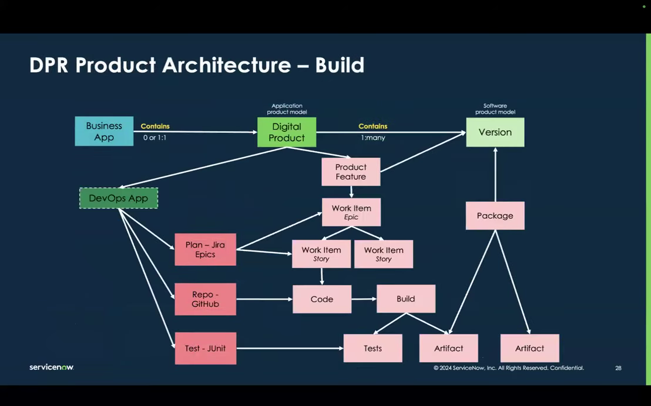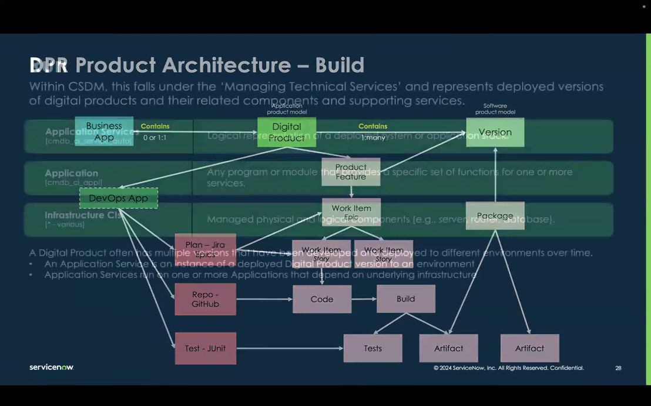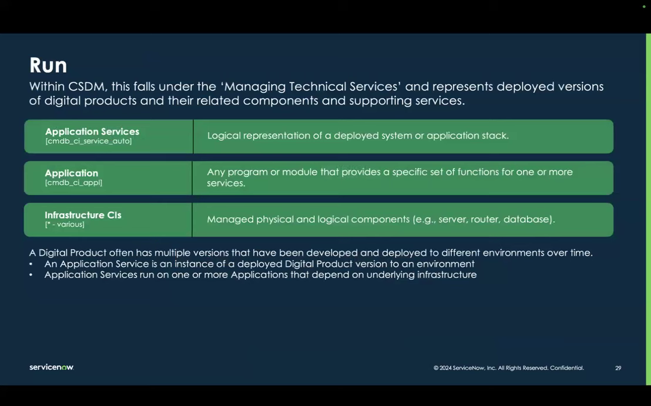Now, in the last 15 minutes, let's get into the run side. On the run side, at the core, I'd say, is application service. That is the recommended CI to use. A lot of customers still use business service, perfectly fine. If you can move to app service for software, it's better, but a lot of customers are using the business service, and that will also work for the idea of what it is that you're running. But an application service would have one or more applications in it, and it would be linked to infrastructure as you're managing the technical services.